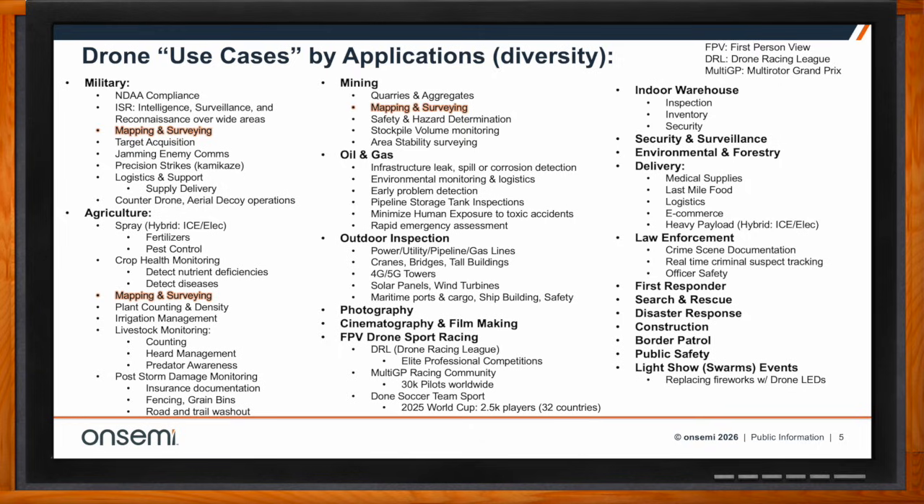If you look at oil and gas, there's a whole bunch of inspection capabilities, infrastructure leaks, spoil or corrosion detection, environmental monitoring and logistics, early problem detection, pipeline storage leak inspections. And then for outdoor inspection, you've got power utility, pipeline, gas lines. It just goes on, cranes, bridges, 4G, 5G towers, solar panels, wind turbines, maritime ports, and then photography, a whole thing on its own.